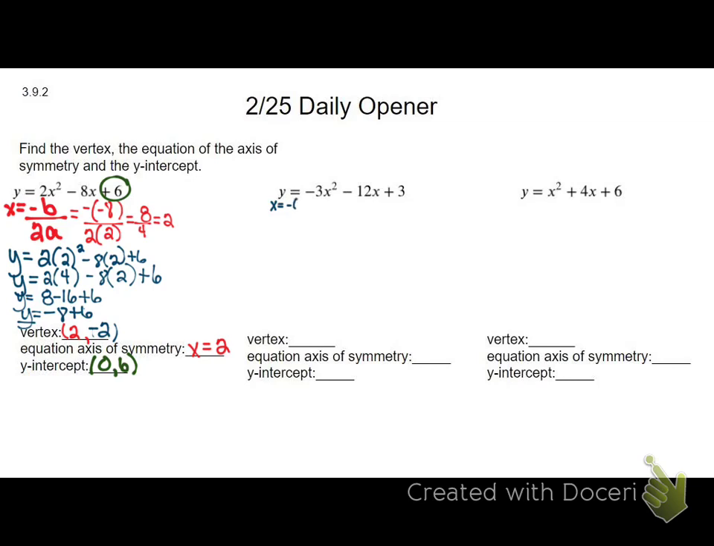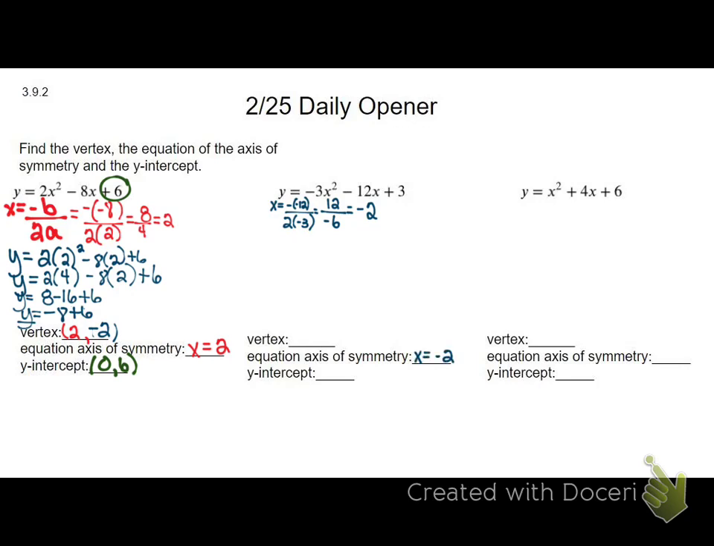And what do I substitute for b? Negative 12x. Ooh, do I want to put that x with it, or just negative 12? Just negative 12. And then what do I substitute in for the a? Negative 3. Very good. And when I simplify that, what's that going to equal? Positive 12 over negative 6, which then equals? 2. No. You're so very close. Negative 2.